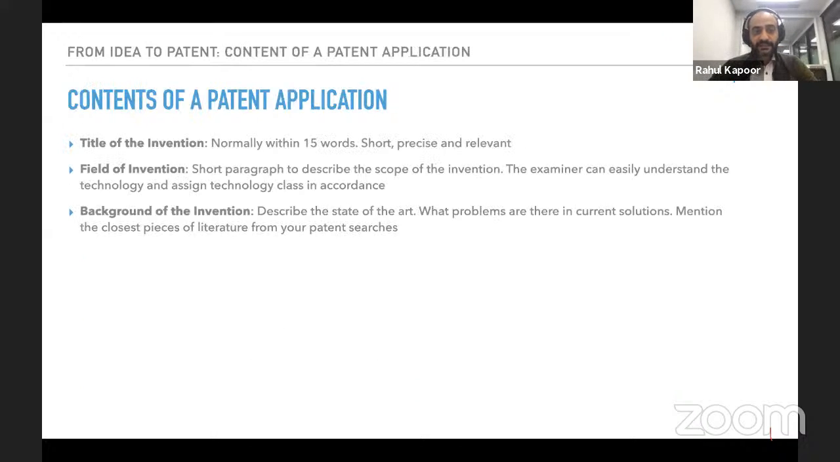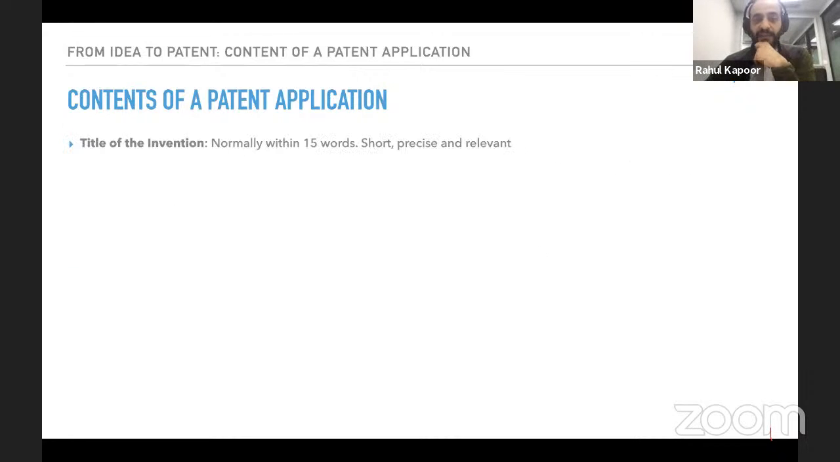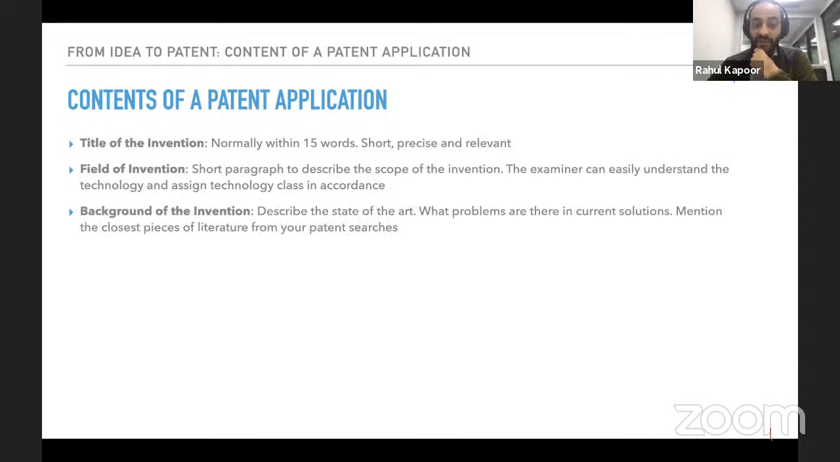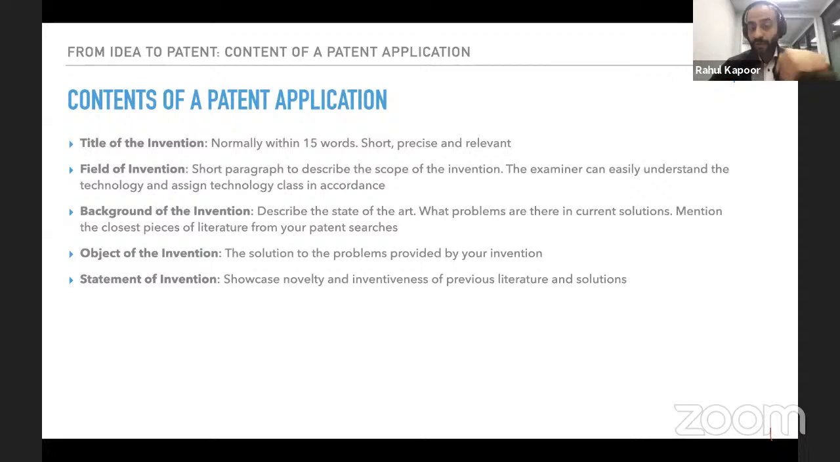So contents, you will probably have to write these contents. Title of the invention, normally within 15 words, short, precise, relevant. Field of invention, a short paragraph describing what field of research you are in. Background of the invention, describe the state of the art, what problems are there in the current solutions, and mention the closest pieces of literature from your patent searches. Object of the invention, a statement of invention, showcasing that this is what is novel.